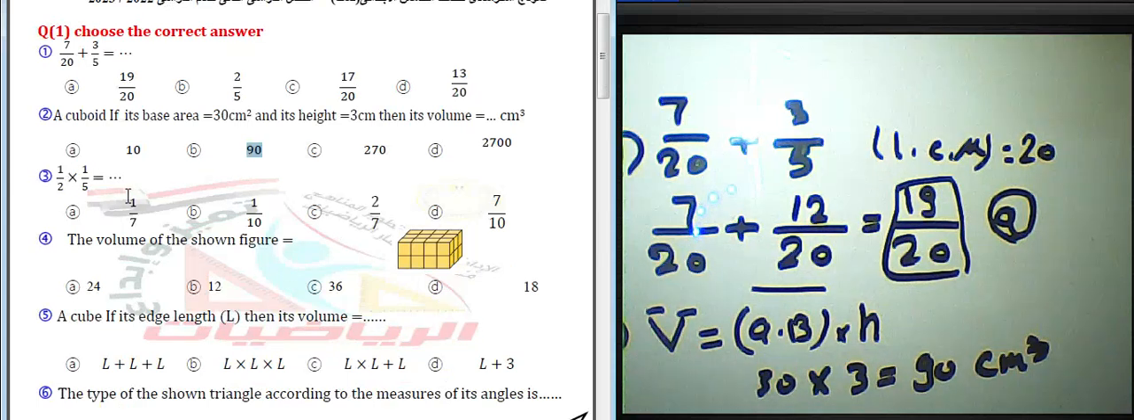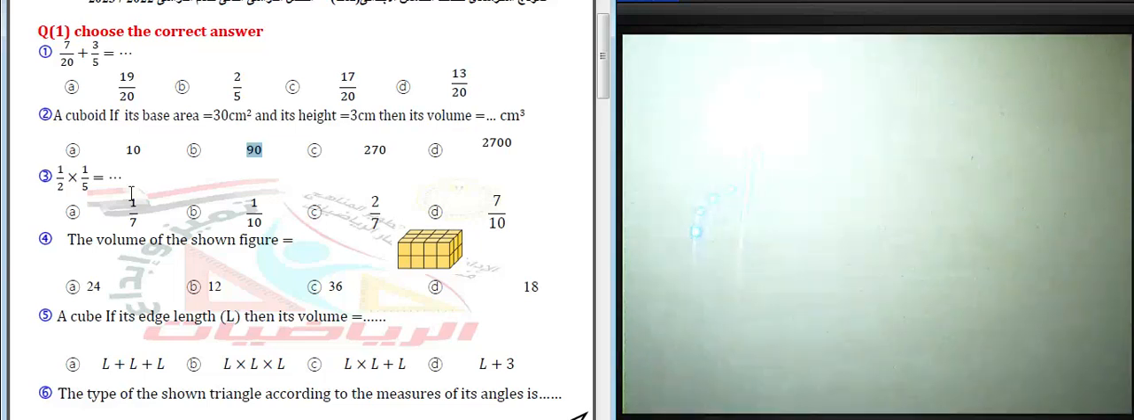Question number 3. Half multiplied by 1 over 5. Half times a fifth. 1 times 1 equals 1. 2 times 5 equals 10. Then the result will be 1 over 10. Choose letter B.